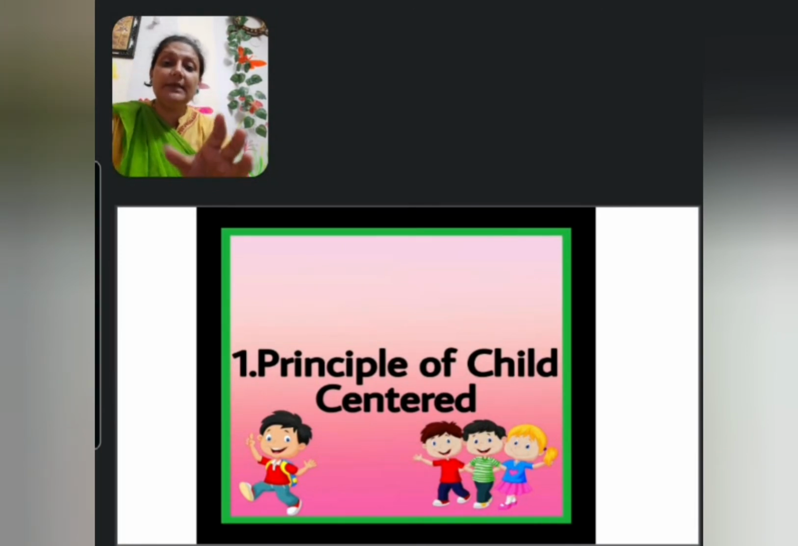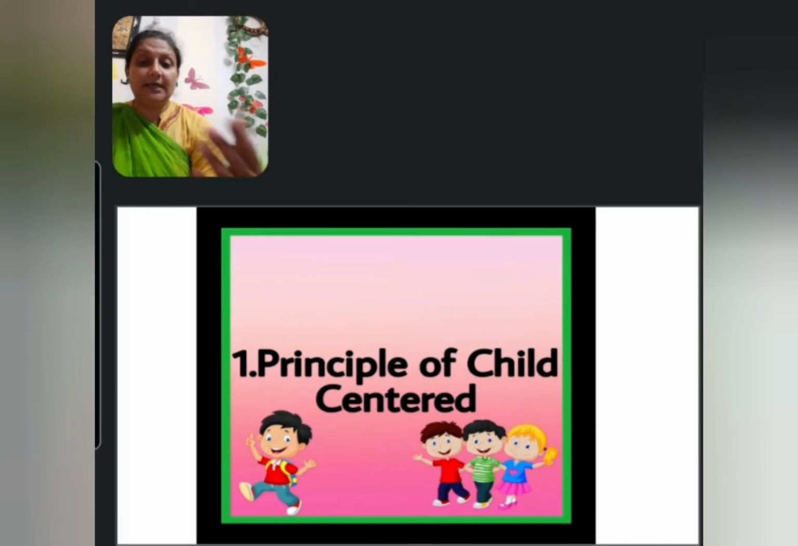What do you mean by this? By the index only we can come to know that it is totally child centered, child related. It means the curriculum should be totally child centered. It must be based on the needs, desires, requirements and circumstances of the child. The child needs more experience than instructions.